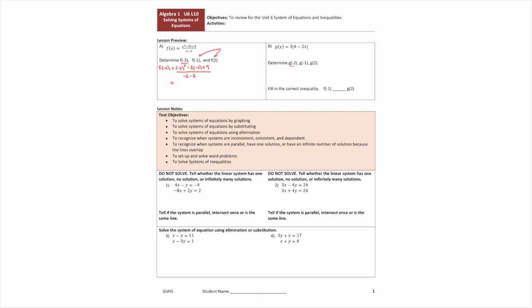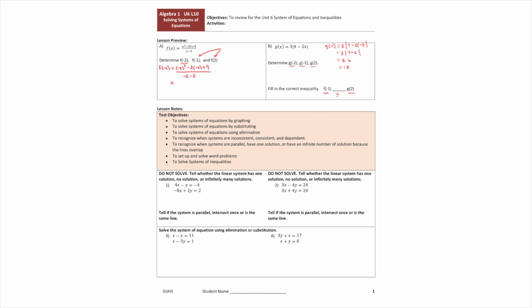To determine g of -2, g of -1, and g of 2, I'm going to follow similar ideas. If I take g of -1 and substitute it, we're going to get 3 times the absolute value of 4 minus 2 times -1. Follow the order of operations. We have 3 times the absolute value of 4 plus 2, and that gives us 3 times 6, which is 18. Once you finish all of these problems, determine which inequality sign would work best.